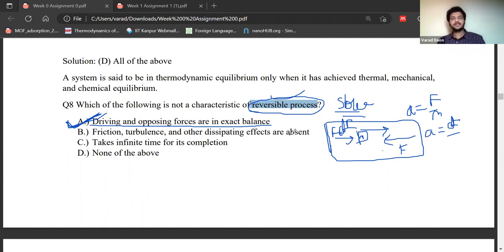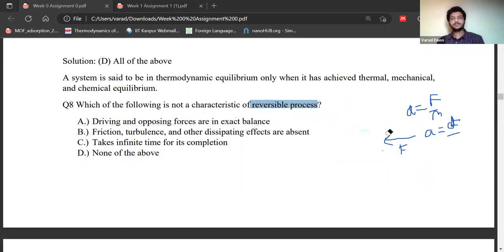Friction, turbulence, and other dissipating effects are absent. So this is also a characteristic of a reversible process. Takes an infinite amount of time for its completion. As it's a very slow process, a reversible process will take an infinite amount of time. That means all A, B, C are characteristics of a reversible process. And remember, we are asked which is not. So this is again a tricky question. We say A, B, C, all are characteristics. That means the answer is none of the above. All the options A, B, C are characteristics of a reversible process.